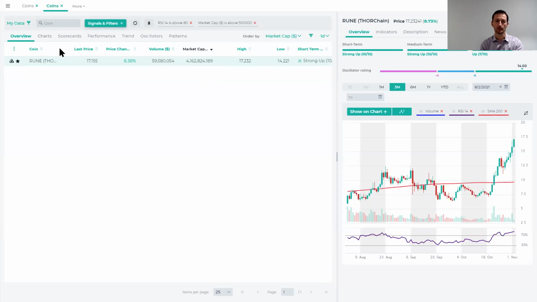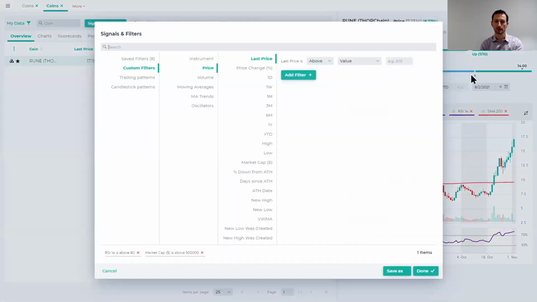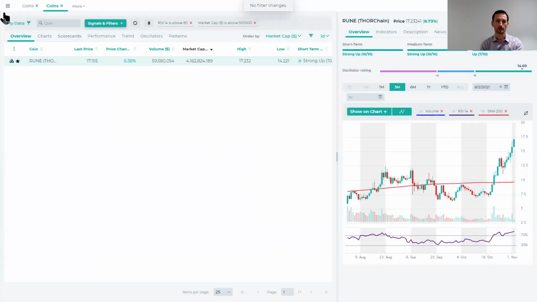Okay, so that's another filter that you can save, obviously, and even create an alert for, and let that be a potential red flag for positions you have in your portfolio or on the watch list.